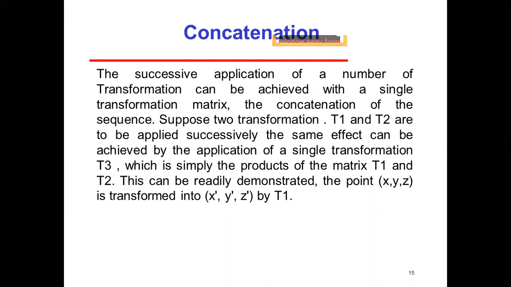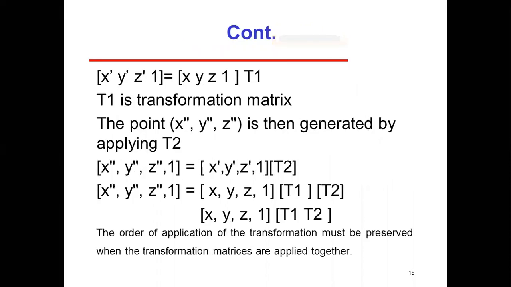Now, how will we apply the concatenation? As we have already done in case of 2D, in a similar way we will use this. Suppose we have the new points x dash, y dash, z dash 1, and then x, y, z 1, followed by T1. What is T1? T1 is the first transformation. It may be a translation, rotation, or scaling. We don't know in the problem what the transformation is, so we are just going to generalize this.